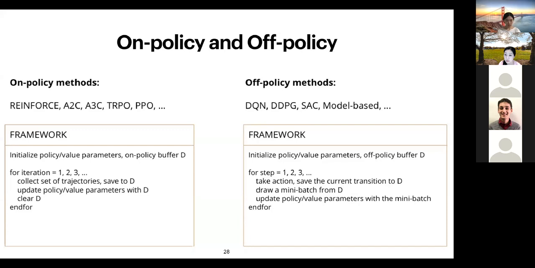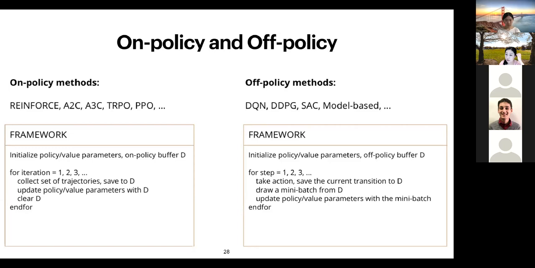Whereas in off-policy, instead of using iterations, we use steps. So what is the step? The step is just every time step. For every time step, again, you would have a buffer D, but instead of clearing it out for each iteration, you would accumulate your buffer. So for each time step, you take an action and then save the current transition to your D. You're adding new data to your data set, okay? And then you draw a mini batch randomly.